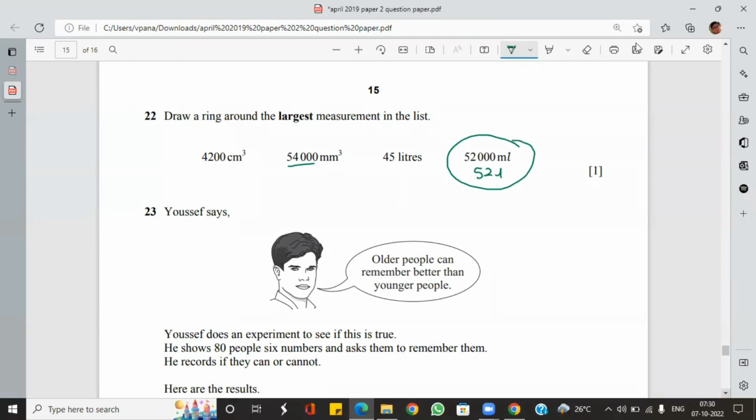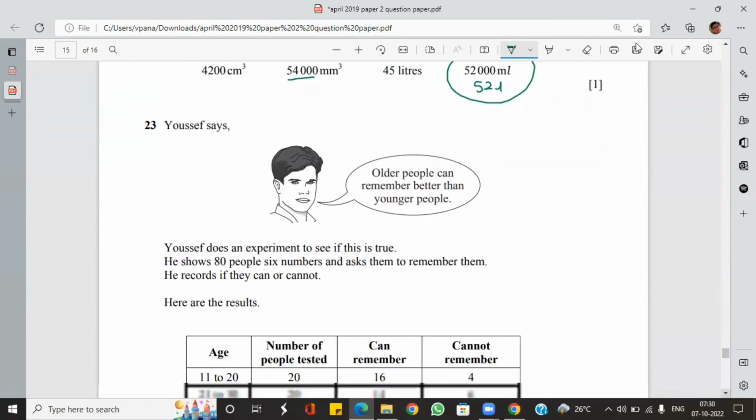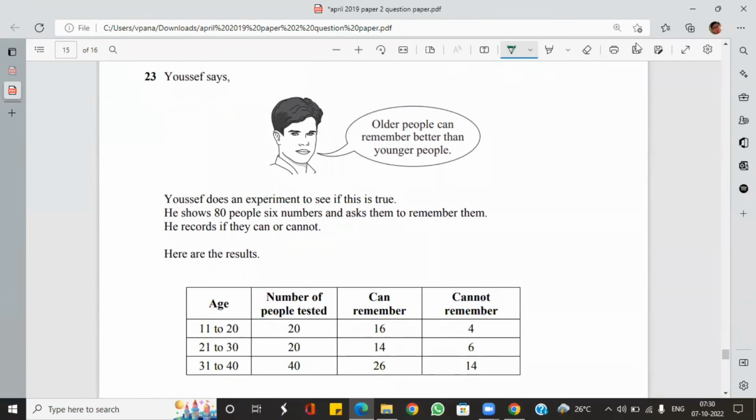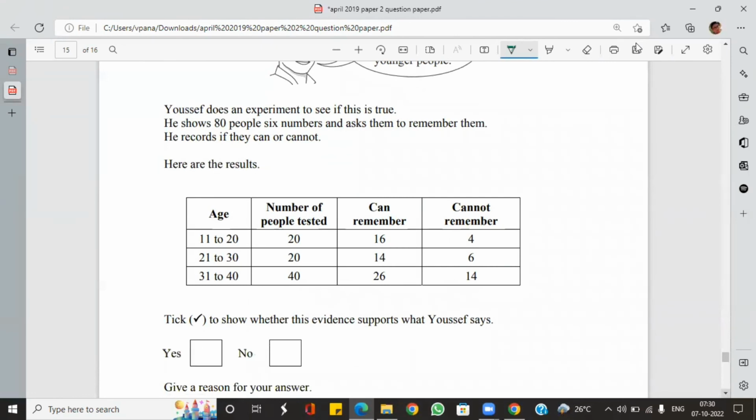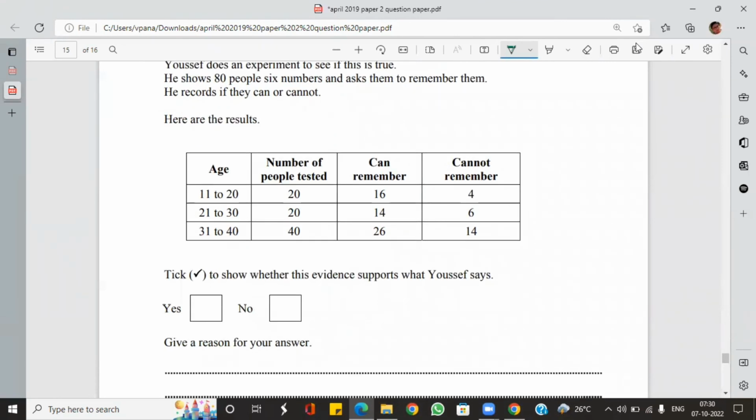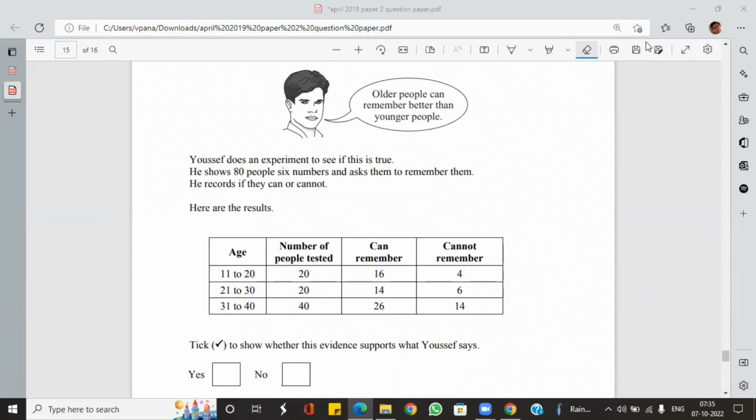Okay. The question number 23, Yusuf says, older people can remember better than younger people. Yusuf does an experiment to see if this is true. He shows 80 people 6 numbers and asks them to remember them. He records if they can or cannot. And here are the results. Then you have to tick to show whether this evidence supports what Yusuf says. So let us see whether what Yusuf says is correct or not.